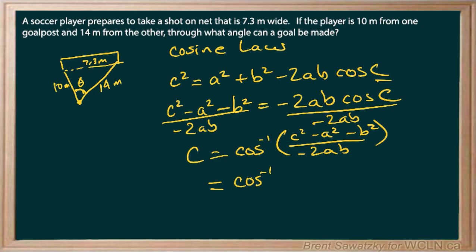Cos negative 1, and the c, so we're referring back to our diagram there, make sure we get it all straight. Our c here, which has to be opposite of the angle, is our 7.3 squared minus a, we'll call the 10, and b we'll call the 14. And that's all over negative 2 times 10 times 14.